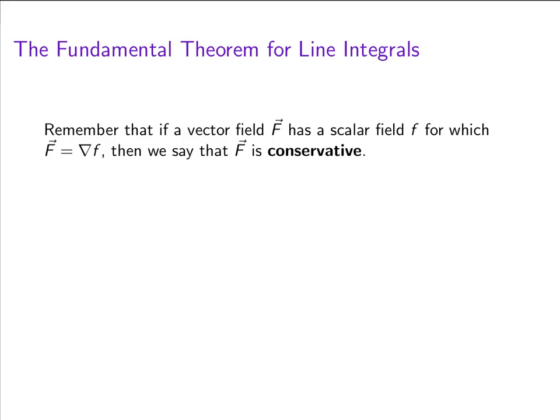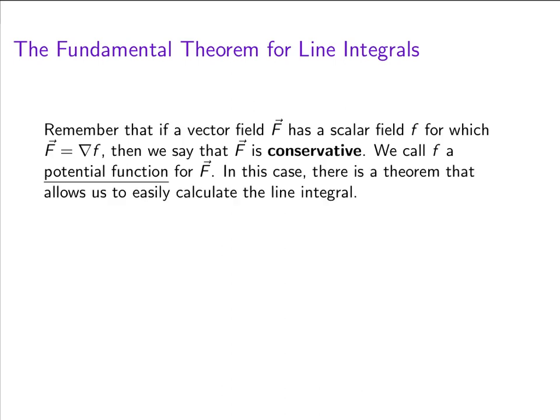Hello, calculus fans. Now remember that if we have a vector field, big F, and it has a scalar field, little f, for which big F is equal to the gradient of little f, then we say that big F is conservative. In this case, we call little f a potential function for big F. In this case, there is a theorem that lets us easily calculate line integrals of big F.